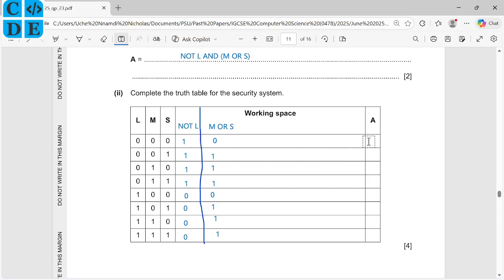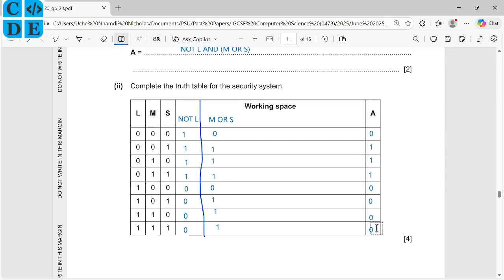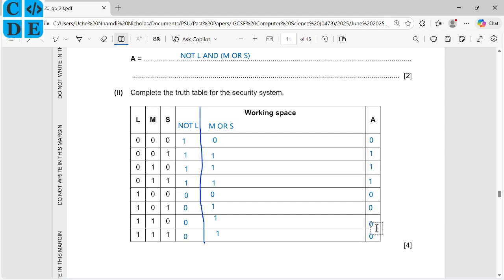Okay, so the last part, what do we need to do? We now need to AND the result. So 1 and 0, 0, 1 and 1, 1, like that. So that's what we need to do now. Okay, so I think with this we are good. But however, you need to double check again. 1 and 0, 0, 1, 1, 1, 0, 0, 0, 0. Okay, so with this we're good, and then we'll answer the question.